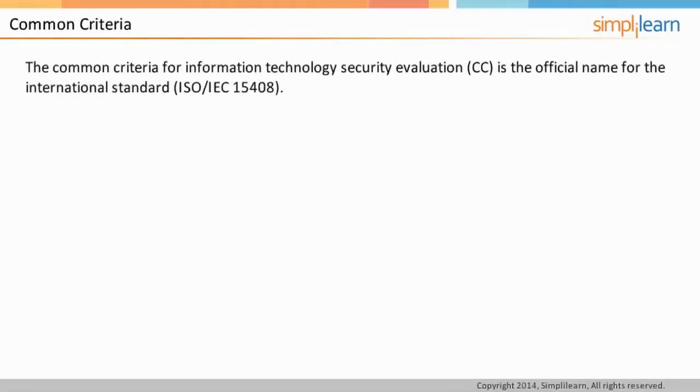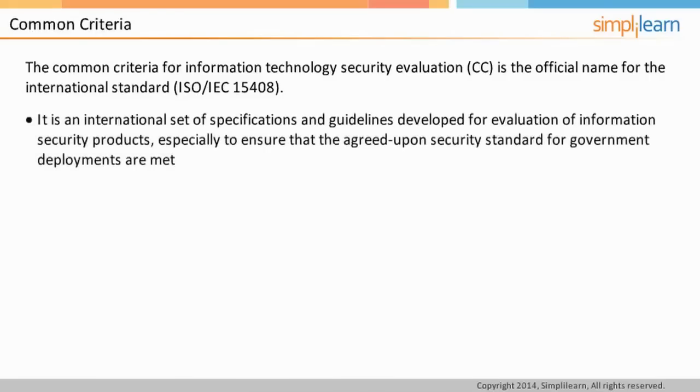One of the most important evaluation criteria is Common Criteria, CC, for Information Technology Security Evaluation. It is the official name for the international standard ISO/IEC 15408. The international Common Criteria represent an international set of specifications and guidelines developed for evaluation of information security products, especially to ensure that the agreed-upon security standard for government deployments are met.